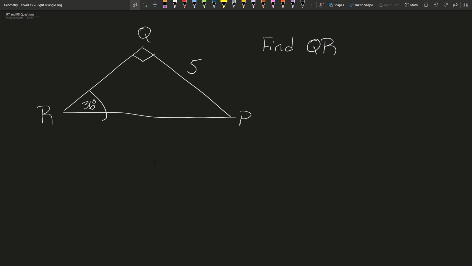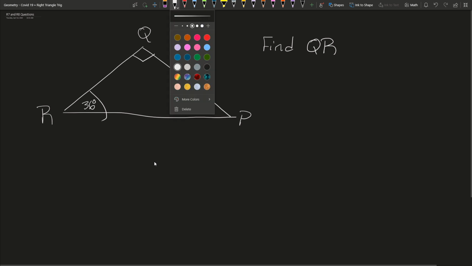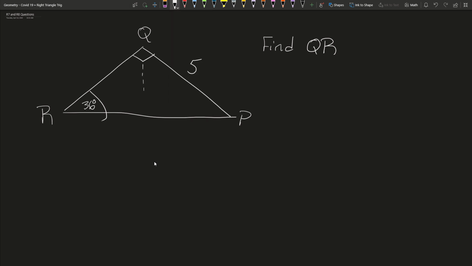All right. So the first thing we always do is label which sides are what. The first thing I usually find is the hypotenuse. So we don't have the hypotenuse. The next thing I always find is the opposite. And then the adjacent. And then we label what side we actually need. All right. So we need this QR. So we need the adjacent side given the opposite and an angle.